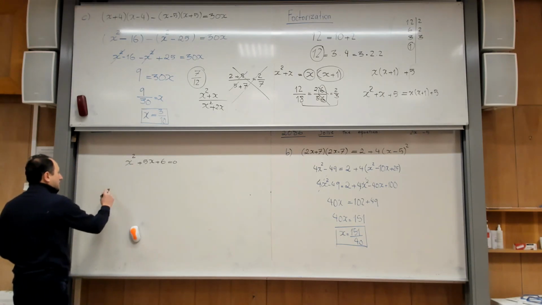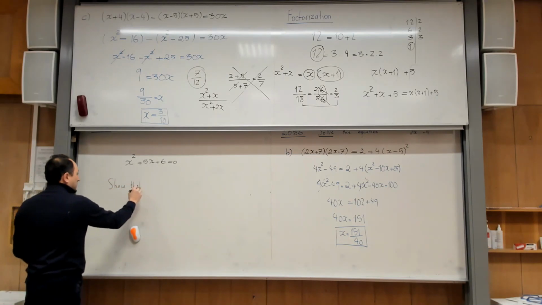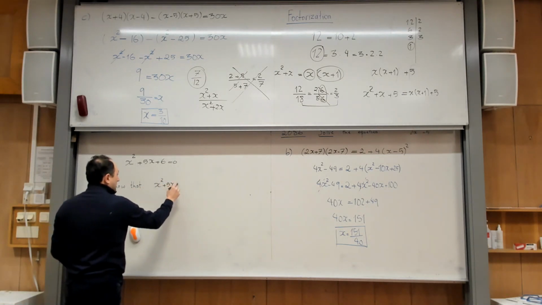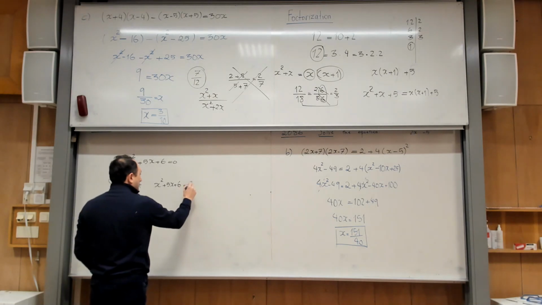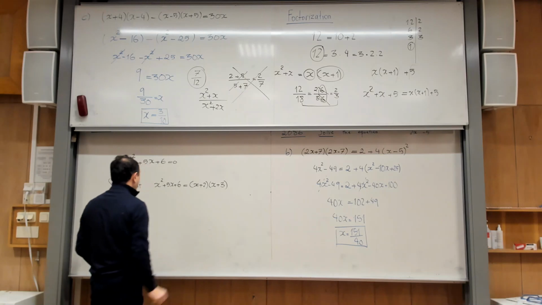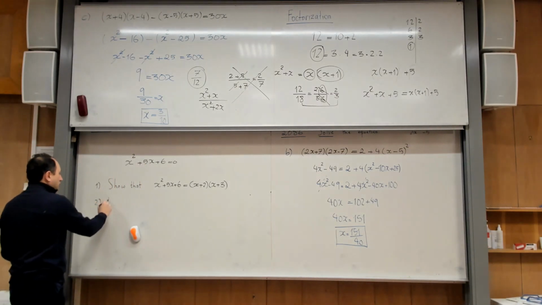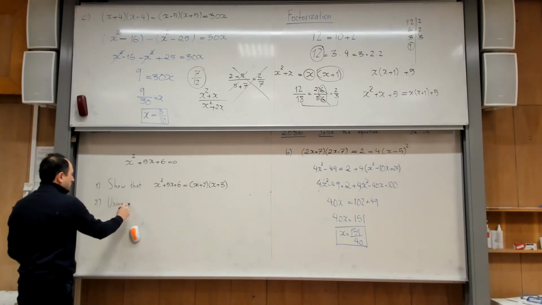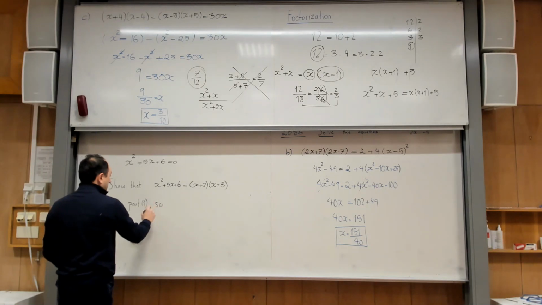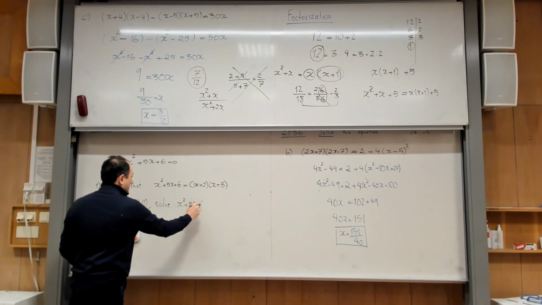I can say that, show that x squared plus 5x plus 6 is equal to x plus 2, x plus 3. Okay, this is part 1 of the problem. 2, using part 1, solve x squared plus 5x plus 6 equals to 0.